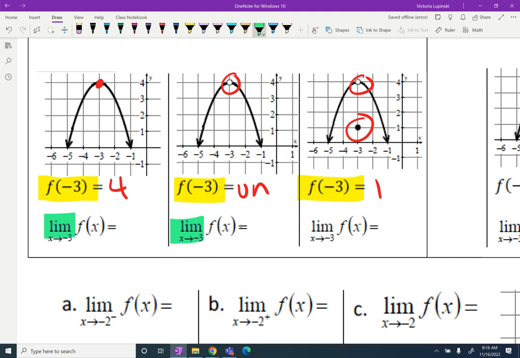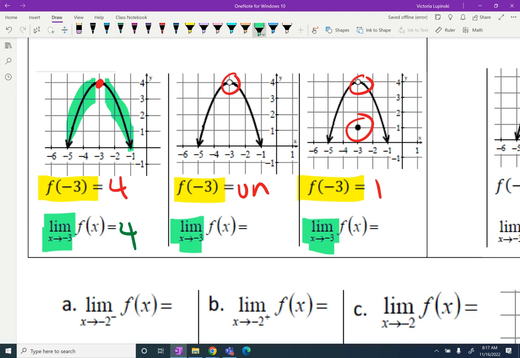These are limits. So the limit as x goes to -3. That means that you're approaching -3 from the left and from the right. As long as those two pieces are going to the same spot, whatever y value they're heading towards is the limit, even if you don't actually get there. So in the first one, the green pieces are both going to the same spot. What spot are they going to? A y value of 4.